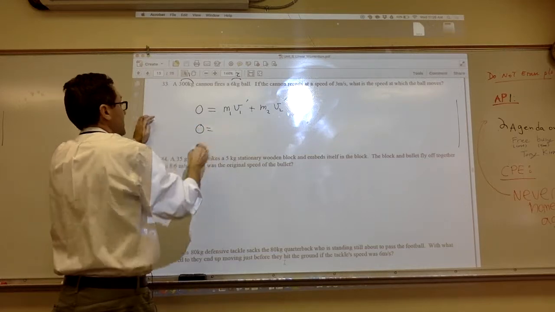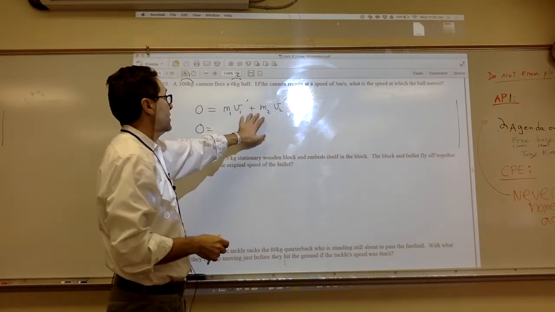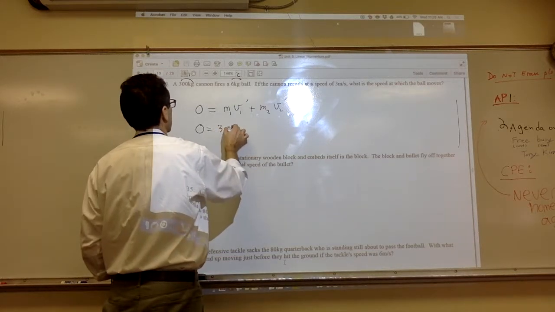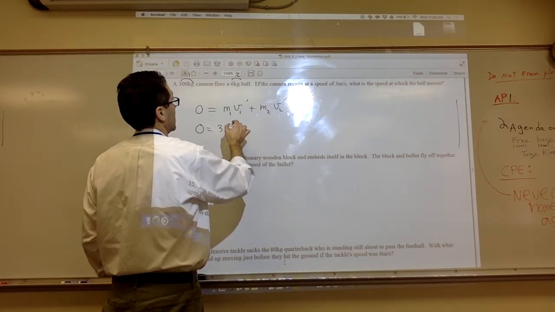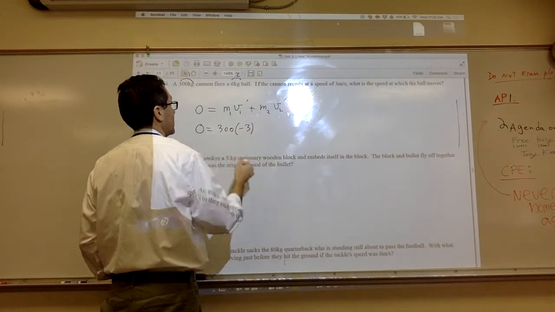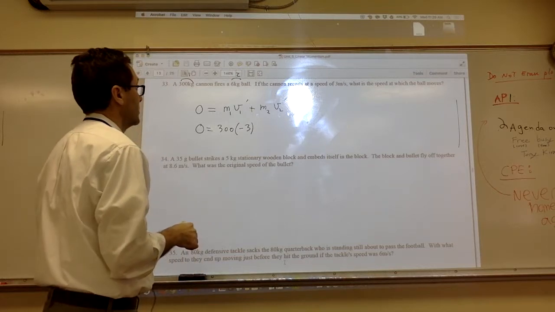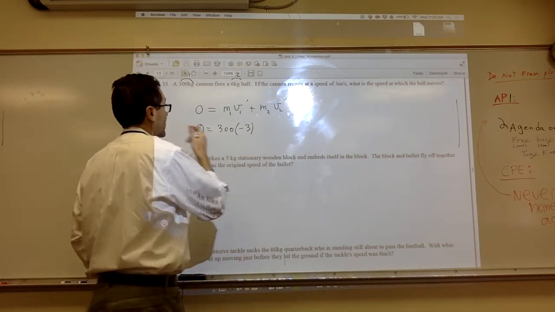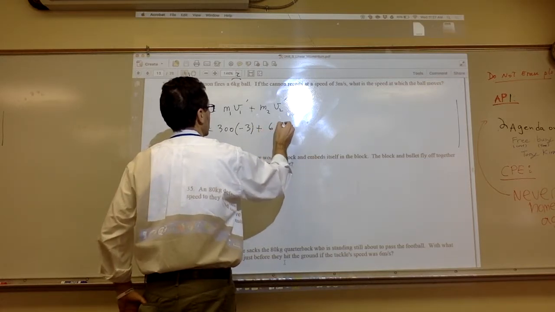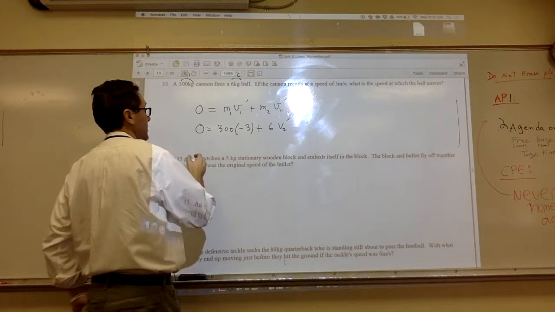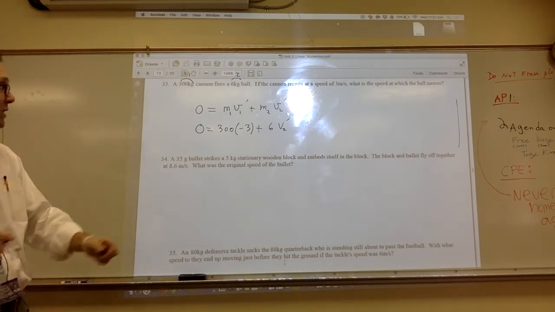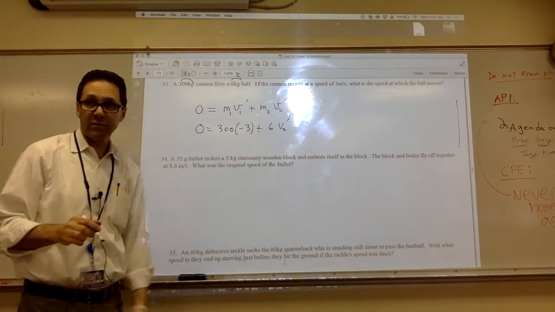The only way you can get 0 by adding these two is if they are equal and opposite. So this is 300. The cannon recoils at 3, so I'm going to take the direction of the recoil as negative, plus the mass of the ball, which is 6, times the velocity of the ball after. If you do the math here, you should get 150 meters per second. You can make this a positive and end up with a negative there. It's up to you.